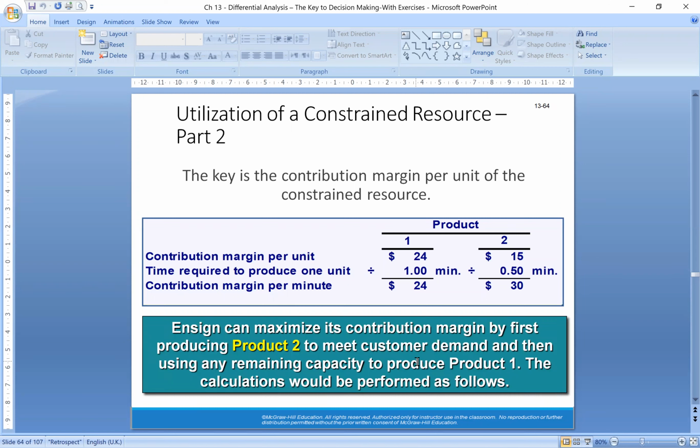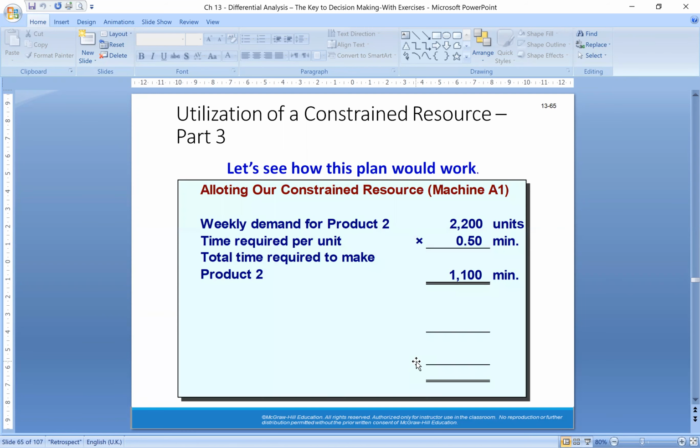So we will have to start with product 2, and if we have excess minutes of machine time, we can go back to product 1. Look at the solution here.